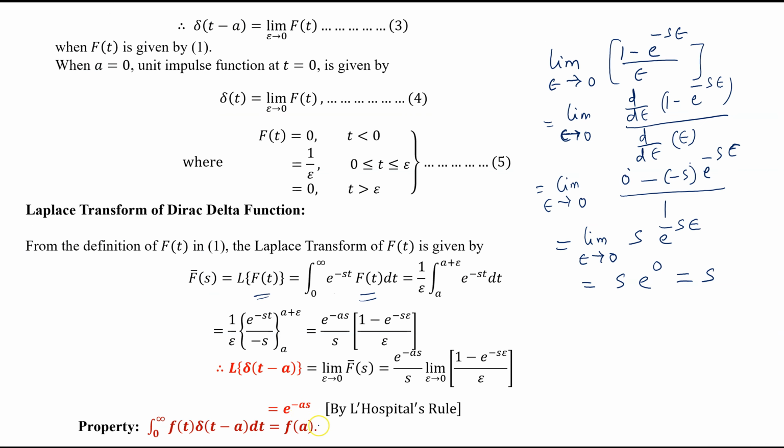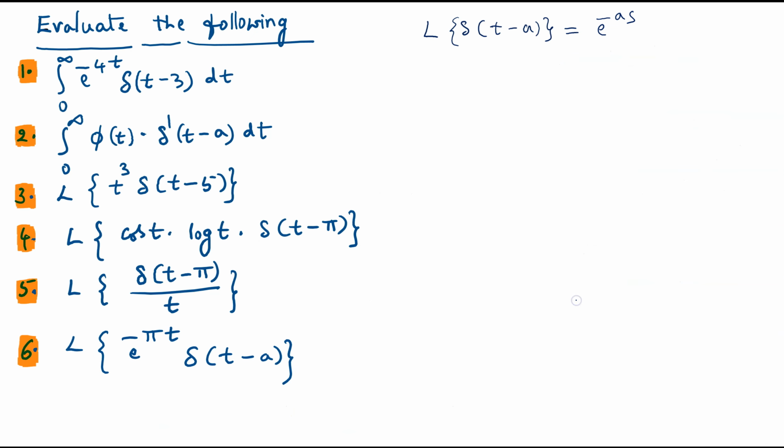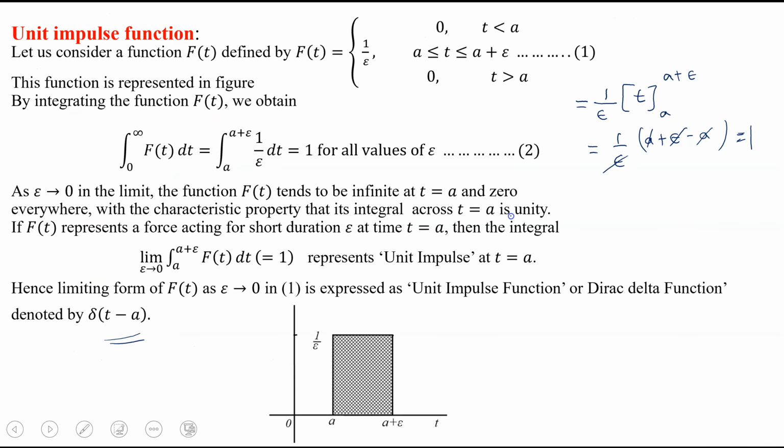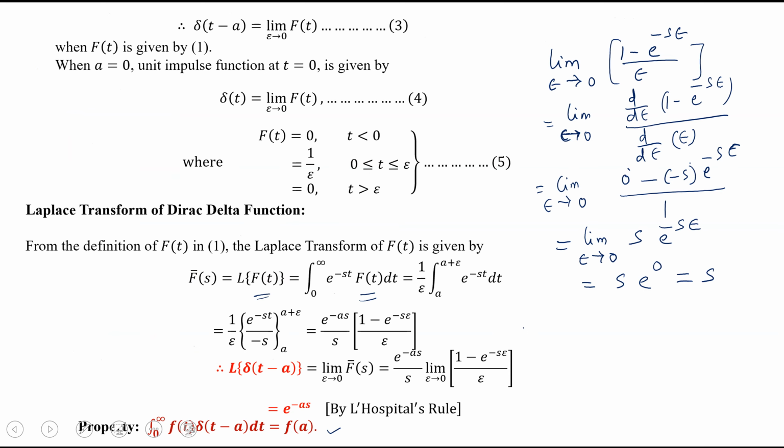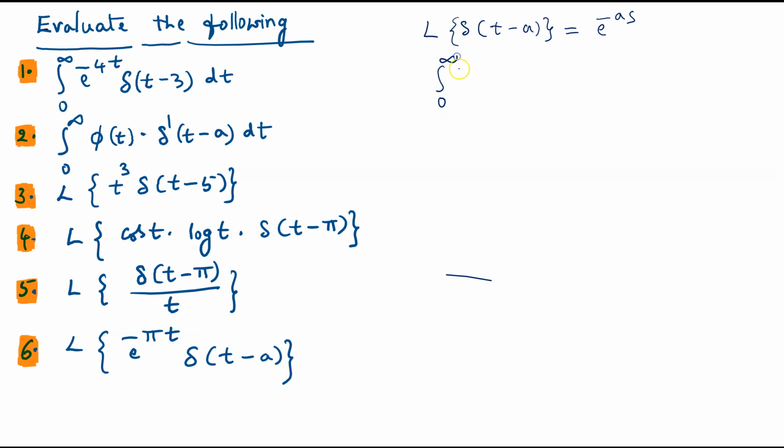Okay, e power minus as, and this property integral 0 to infinity f of t into delta of t minus a dt equal to f of a. By using these two definitions, we are going to solve these examples. So let us solve these examples one by one.